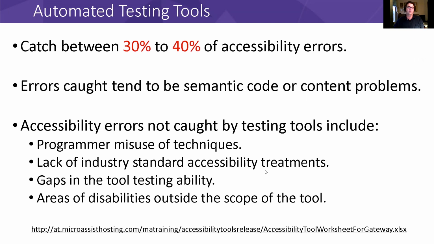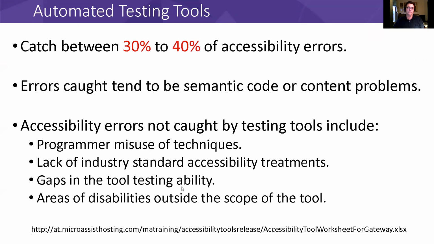Lack of industry standard accessibility treatment. So poor Joseph is trying to figure out how to make an accessible chart. If he runs an accessibility testing tool against his SVG graphic, as long as he's got some kind of alternate text on it, it's done. It's not accessible. It's not what he wants, but the tool will not get that because we just don't have the language yet to describe what the failure is.